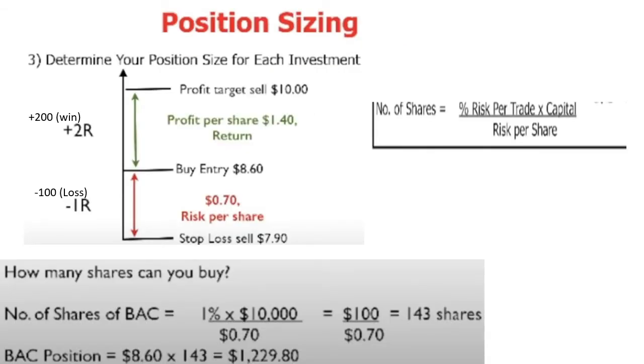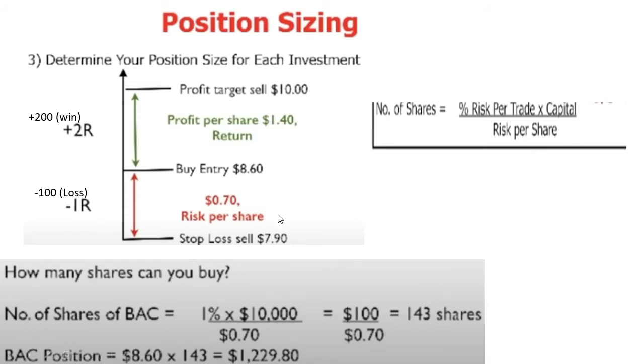Let me explain what this means, right? When we're determining our position size for each investment, we're looking at a 2R or minus 1R. We're either adding 2R or we're minusing 1R. What I mean by R is risk or reward. So we either want to make $2 or we want to lose $1 per trade.